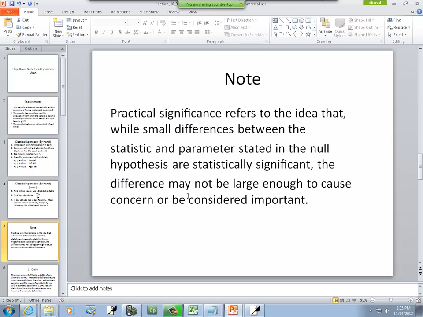Note, practical significance refers to the idea that while a small difference between the statistic and parameter stated in the null hypothesis may be statistically significant, the difference may not be large enough to cause concern or be considered important. It means you do a claim, and it says there's maybe a statistically significant difference. Maybe it's greater than, maybe it's less than. But when you look at the actual values from a practical standpoint, maybe that means one or two individuals. So not that important from a reality standpoint.